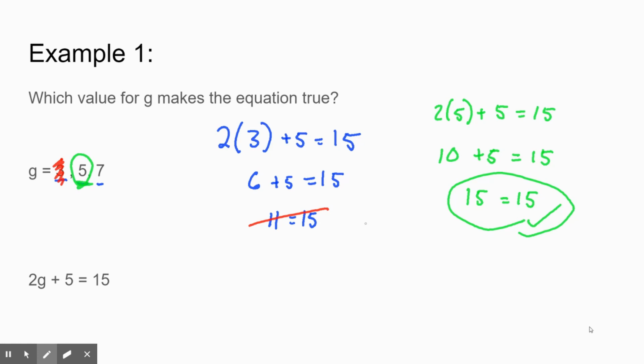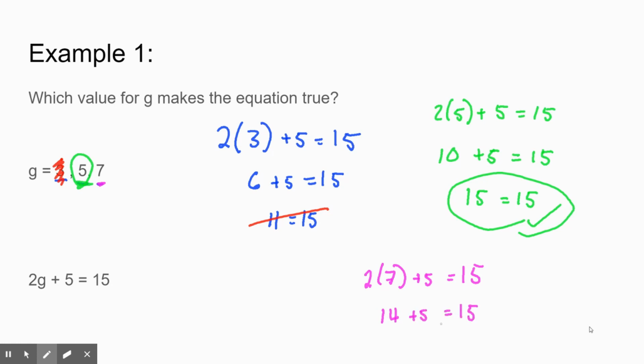Now, it's unlikely that the last one will be true if the other ones worked. But let's just check it out just to practice a little bit more. 2 times 7 plus 5. Remember, all we're doing here is some substitution. We did this before break as well. 2 times 7 is 14, plus 5.